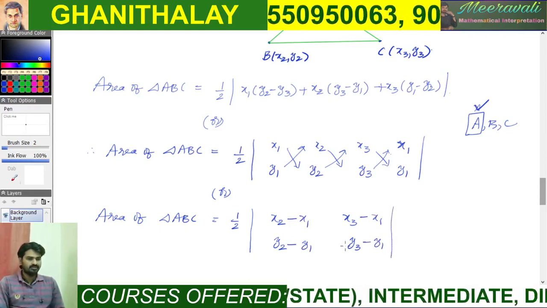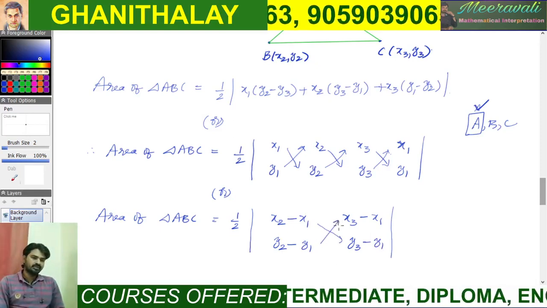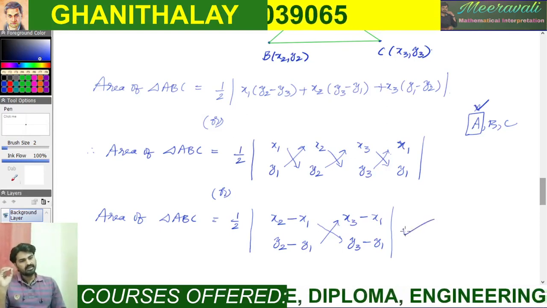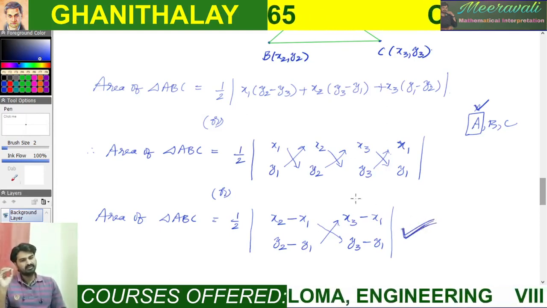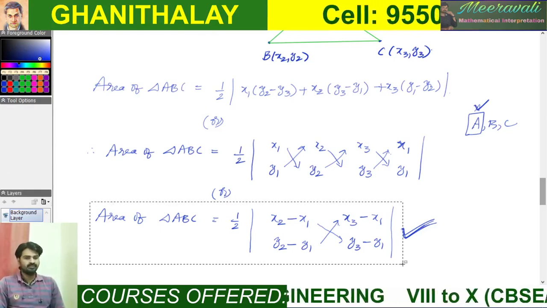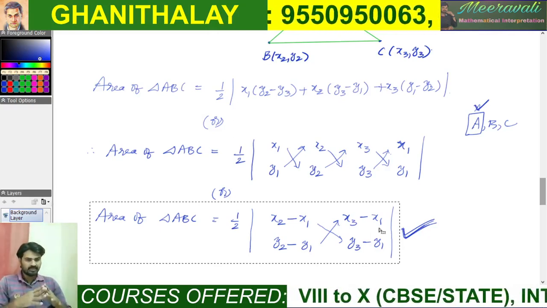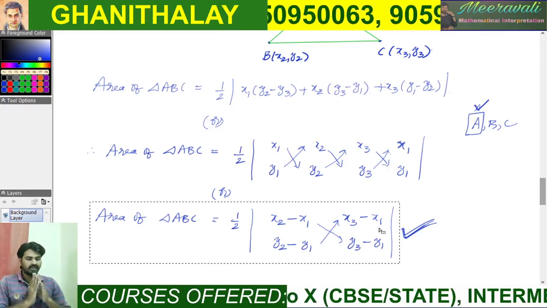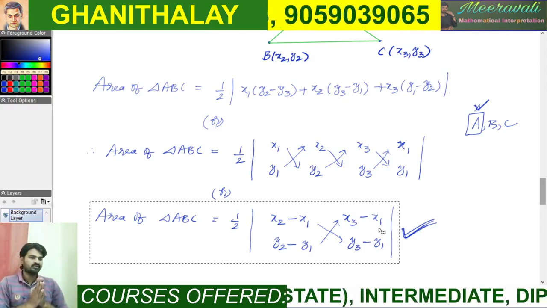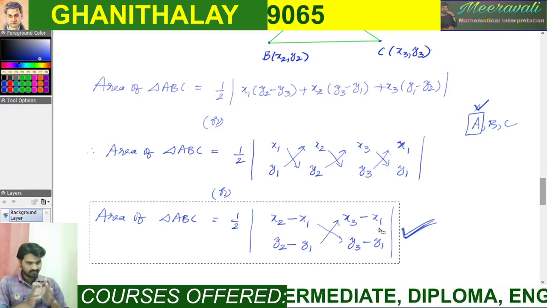Now simply after substituting the values, you can do the cross multiplication and you will get the area of the triangle. I strongly prefer this formula to find the area of the triangle. Remember this formula carefully. This is the simplest formula: half into mod of x2 minus x1, x3 minus x1, y2 minus y1, y3 minus y1. This is the area of the triangle formula.